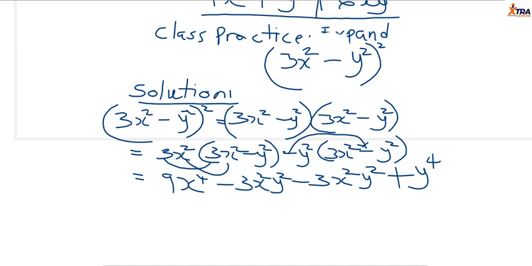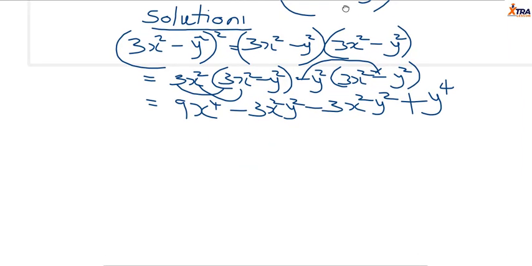So what do we do here? We simplify by collecting or grouping terms together. What are the terms we are grouping? We are grouping 9x⁴. Then you have −3x²y² − 3x²y². These are the like terms. So this will give us what?